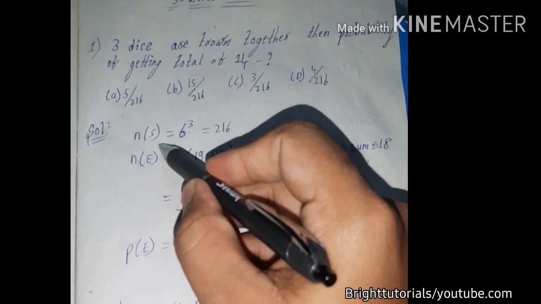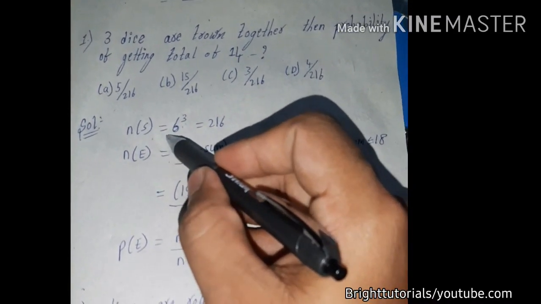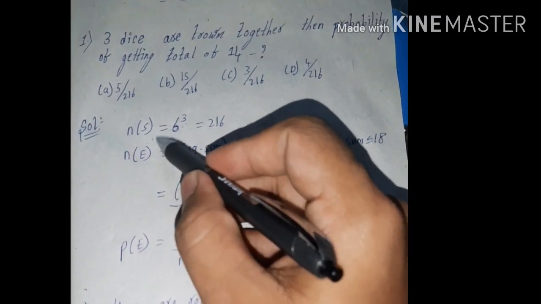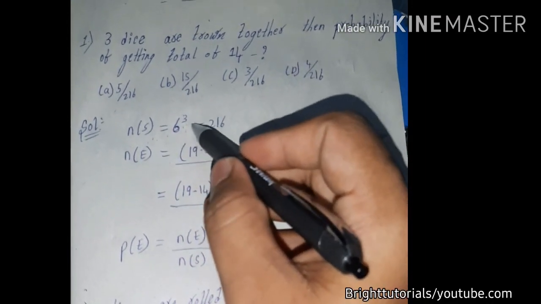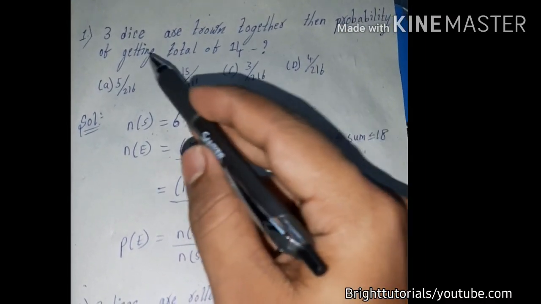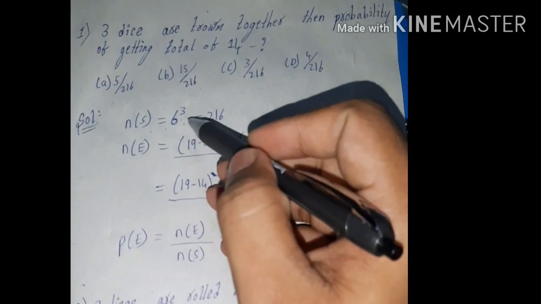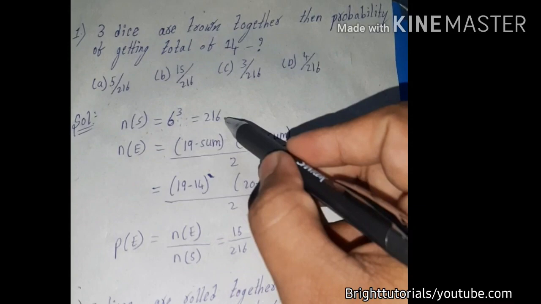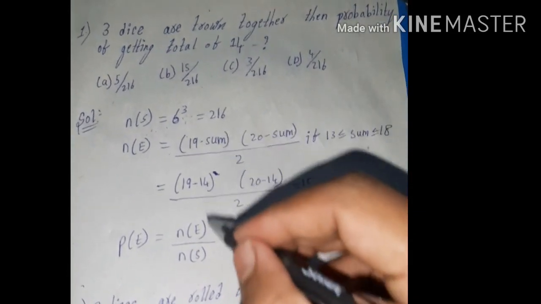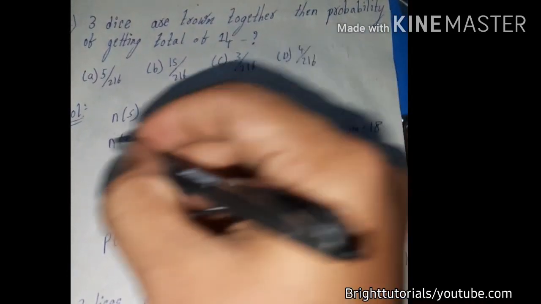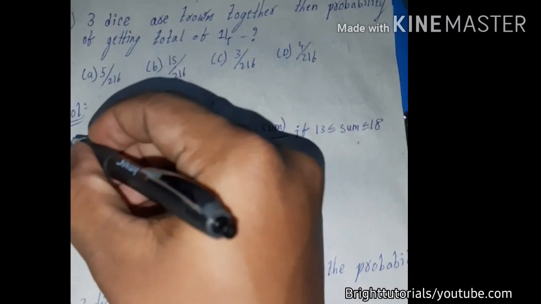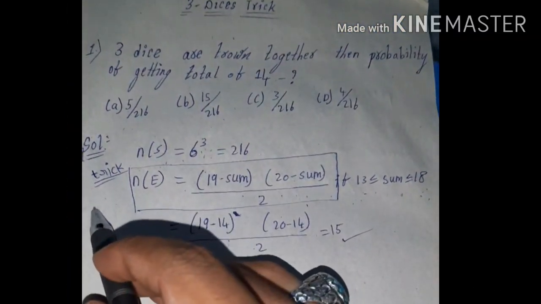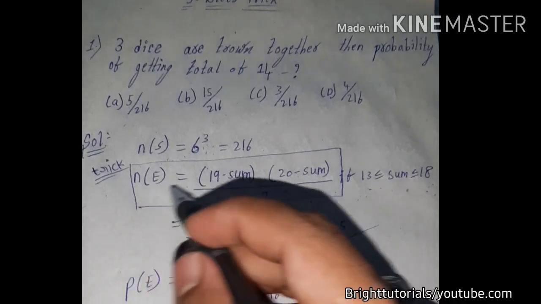First of all, in any question we should find the sample space. The formula for the sample space is n of s equals 6 power n. Here 3 dice are thrown, so in place of n we take 3, so 6 cube. So the final answer will be 216. So your trick for solving 3 dice questions will start from here.